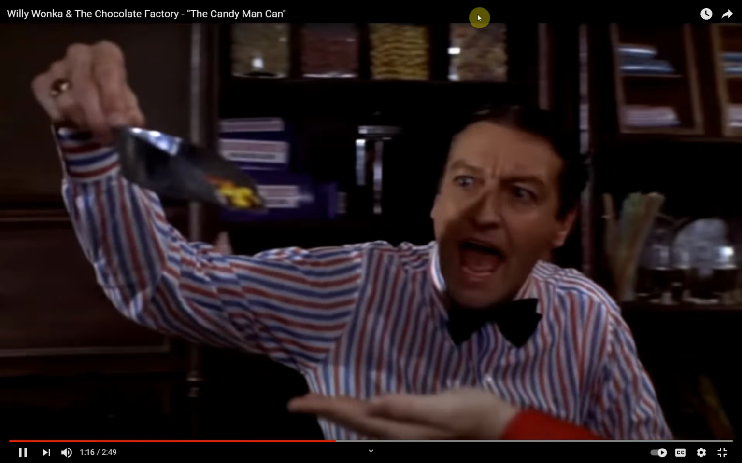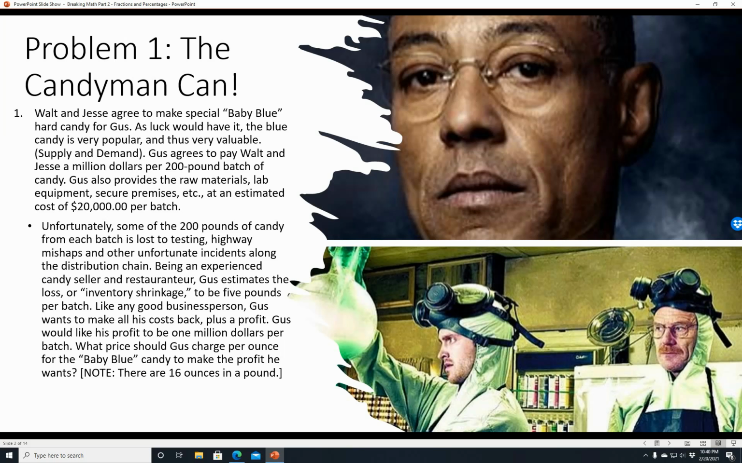The Candyman Can. What price should Gus charge per ounce for the baby blue candy in order to make the profit that he wants? Note, there are 16 ounces in a pound. Just like on a real SAT problem, they will give you the conversion factors that you need for measurement units. And by the way, make sure you use theirs, even if you have a different one. Use theirs because you want all the rounding and everything to work out accurately, and it works out better if you use their conversion factor rather than one you might have memorized.